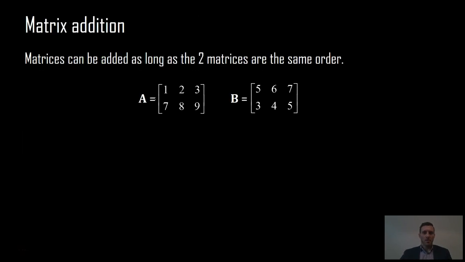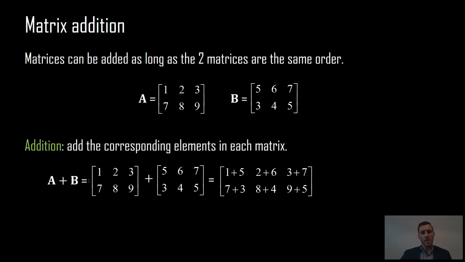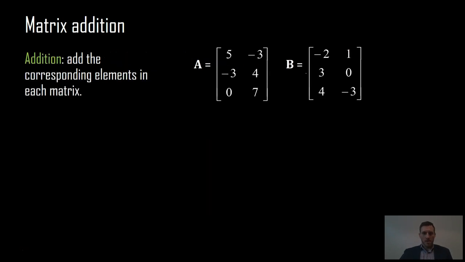Remember, to add two matrices, they must have the same order. Here we have two 2 by 3 matrices. They are the same order or dimension. To add them, you simply add the corresponding entries. So we write matrix A plus matrix B equals, and then we add the elements in the matrices. We find that the result is a matrix of the same order where all the elements have just been added together. Let's look at another example.